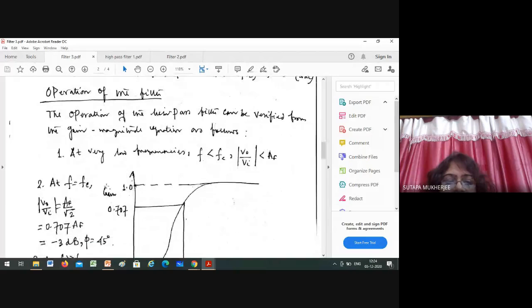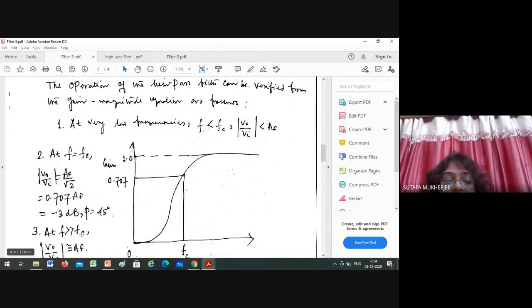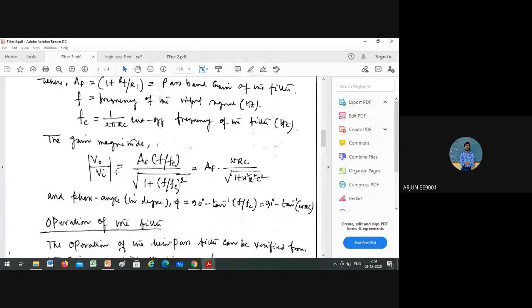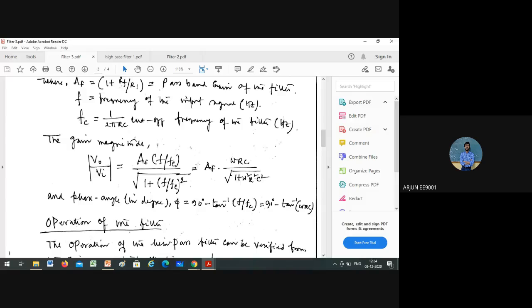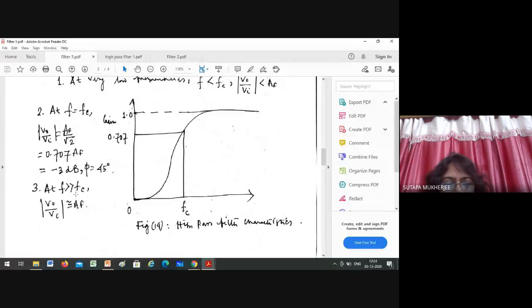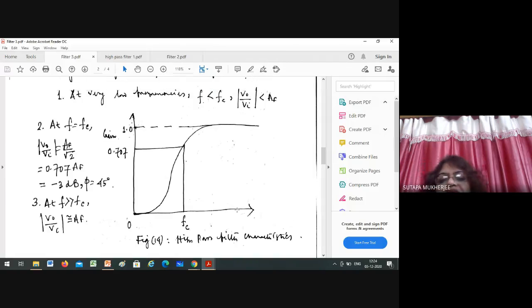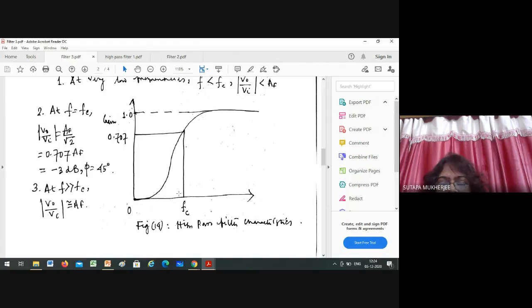And for f very much greater than fc, what will happen? If f is greater than fc, the gain will be approximately equal to AF. This is the explanation of the high pass. Irfan, did you understand what I want to say? At low frequency the gain will be very small, and at high frequency the gain will be high, hence it is called high pass.